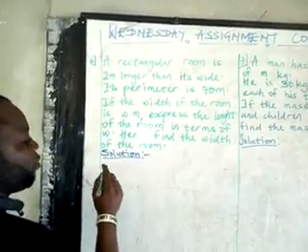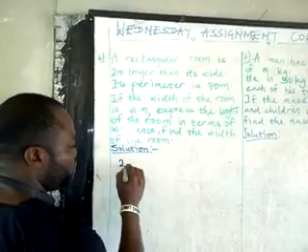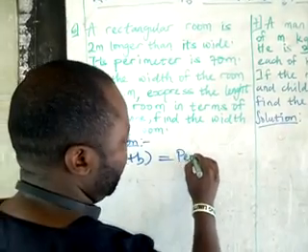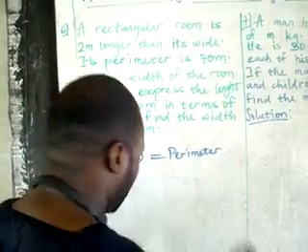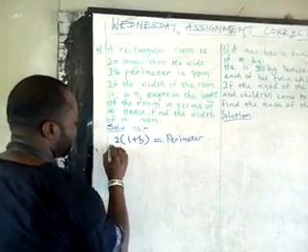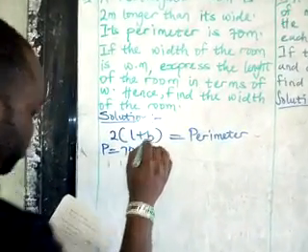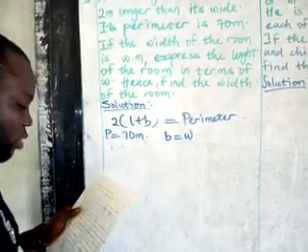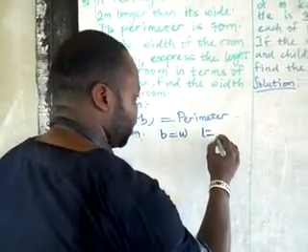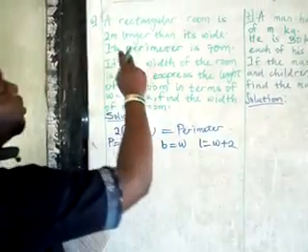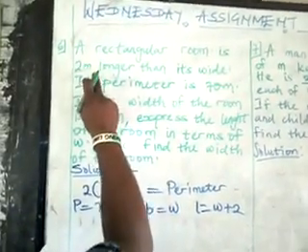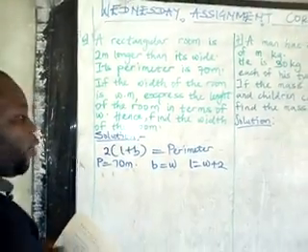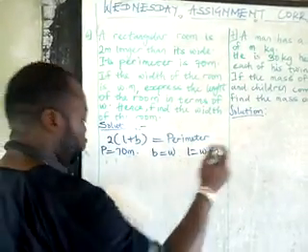Normally, we all know that the formula for finding the perimeter of a rectangle is 2 into length plus breadth. So going back to what we are given, we are told that our perimeter equals 70 meters. We are told that our breadth is what? W. And we are told that our length is what? W plus 2. Note, a rectangular room is 2 meters longer than its width. So that is, whatever our width is, plus 2 of it will be our length.